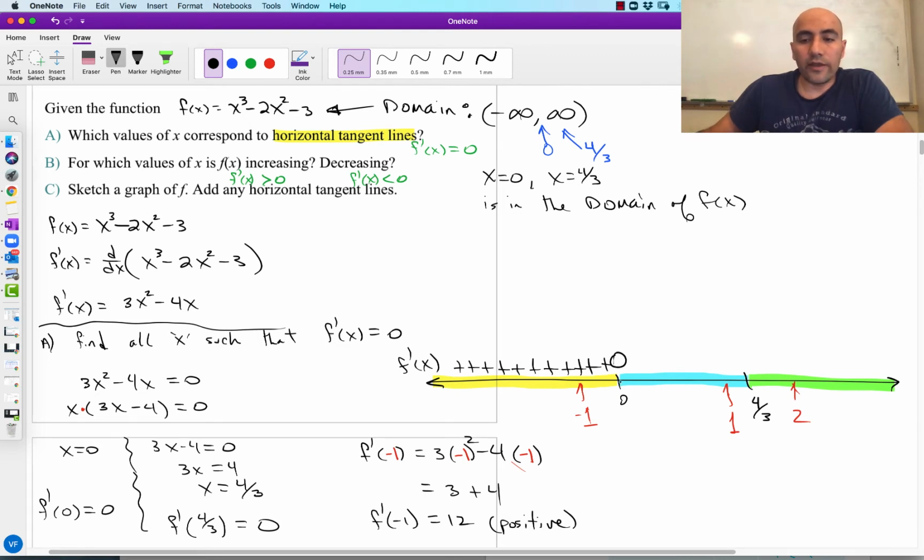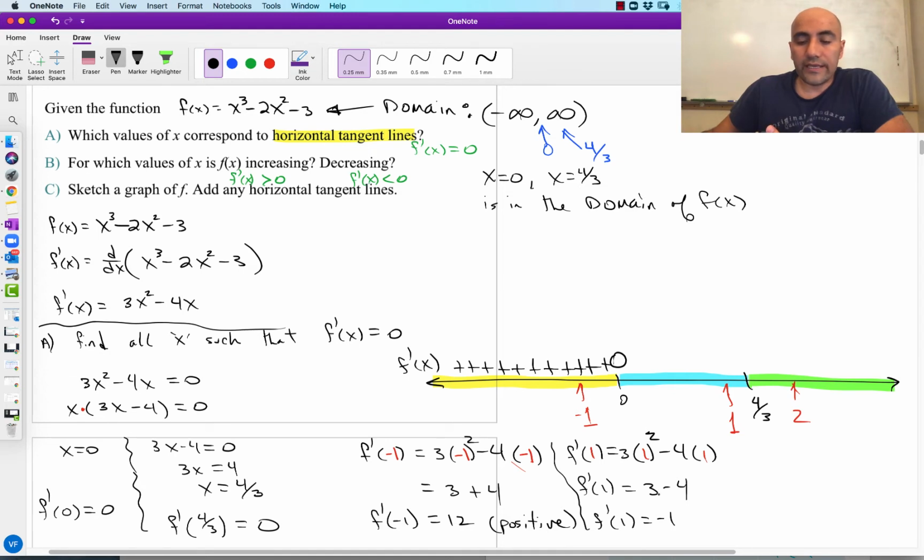I know that it's 0 there. f prime of 0 is 0. What about this little zone? Okay, so we have a little test case there. f prime of blank equals 3 times blank squared minus 4 times blank. And now I'm going to plug in a 1 there, 1 there, 1 there. And so f prime of 1 is equal to 3 times 1 squared, which is just 3, and minus 4 times 1, that's minus 4. And so this is going to be equal to negative 1.